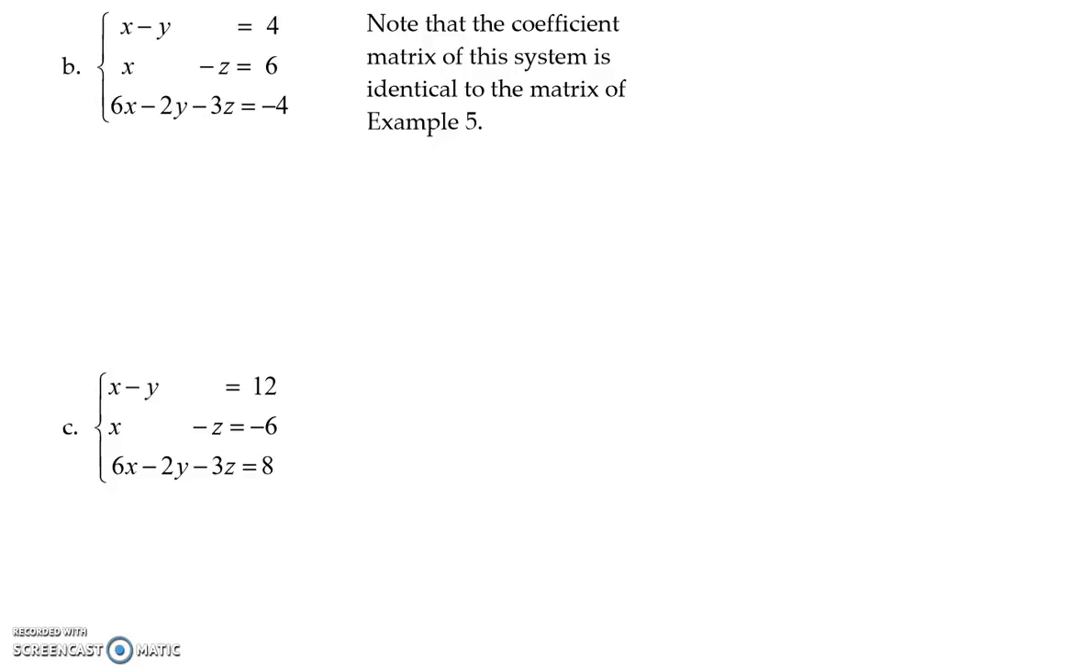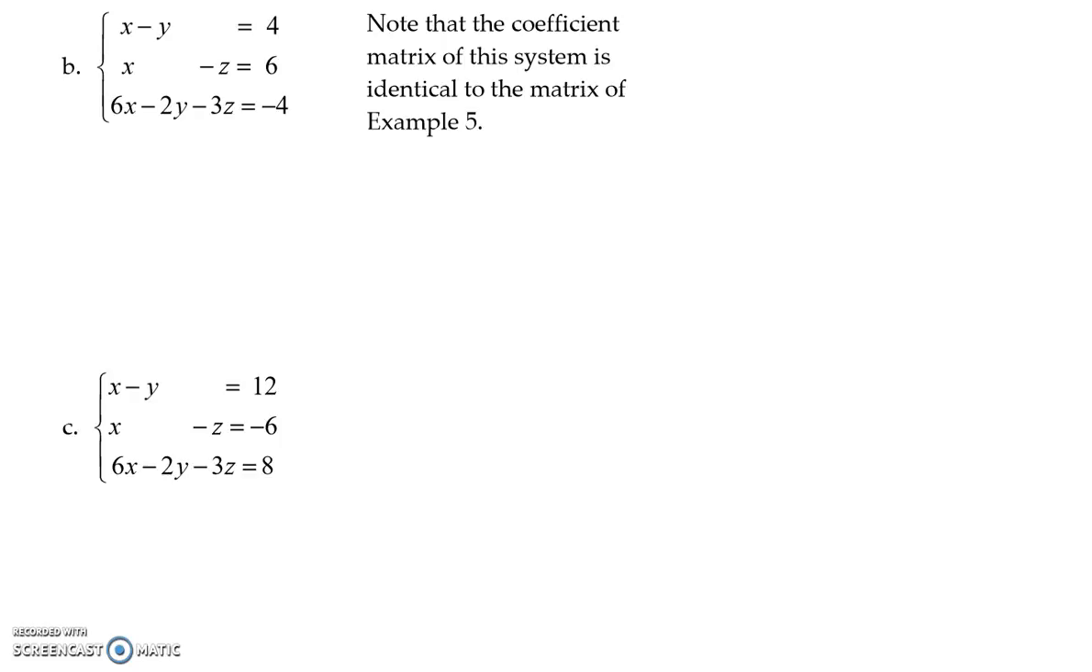Continuing now with the section 9.3 notes, we're ready to continue with example 6, part B. Here we have a system in 3 variables and 3 unknowns, a linear system. And we're told that the coefficient matrix of the system is identical to the matrix of example 5.